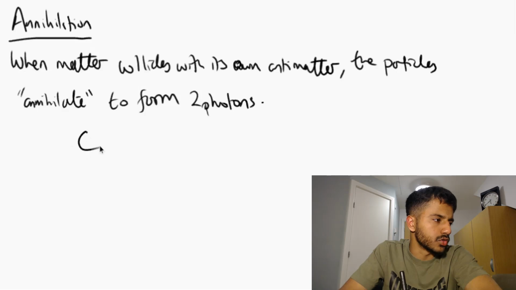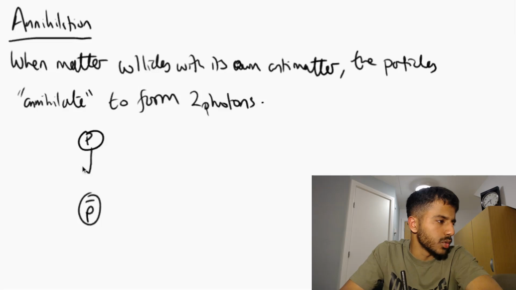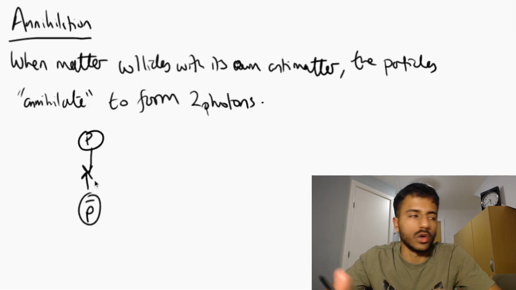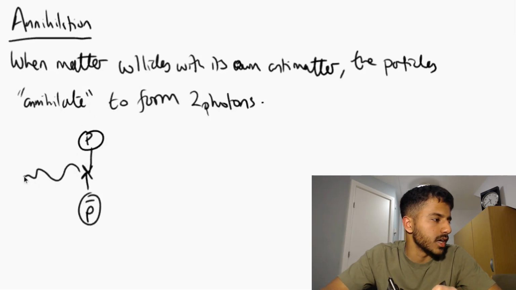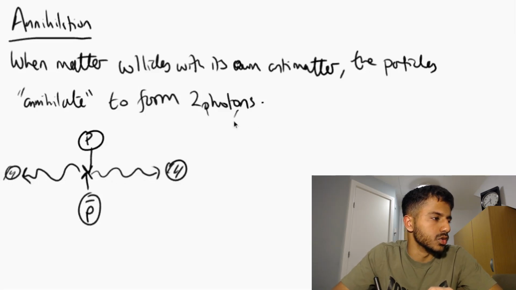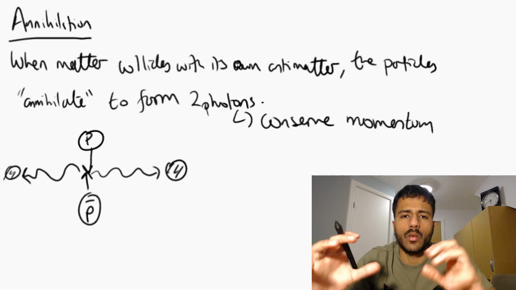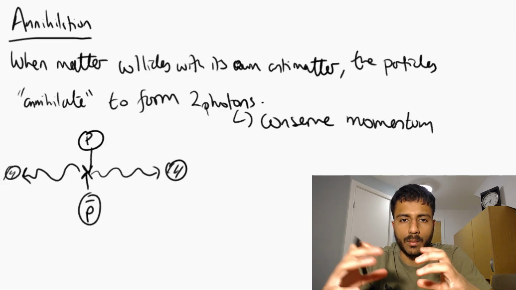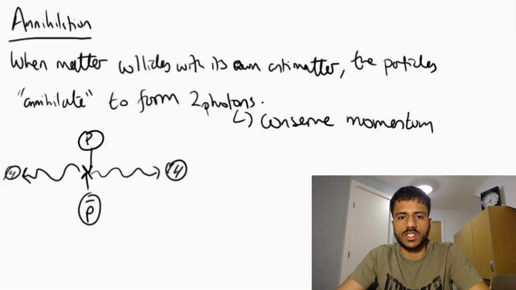So let's say you had this proton and this antiproton. If these two were to collide, what's going to happen is the total energy of each of these particles is going to get converted into two photons, one in either direction to conserve momentum. And when I say that the total energy of these particles gets converted into the photons, that's including the mass energy. So the kinetic energy of each particle and the mass energy combined gets converted into these two photons.